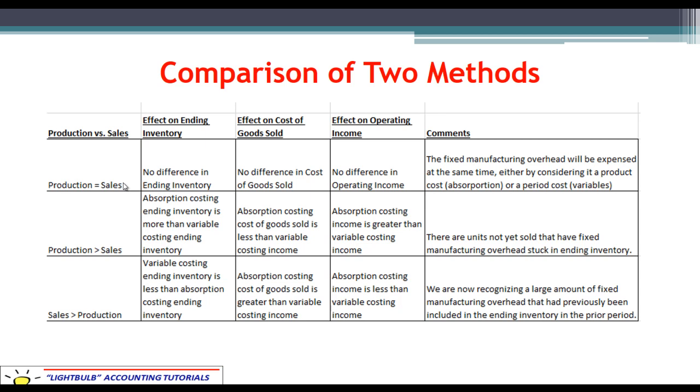But if we reverse the situation where the sales exceed the production, now all of a sudden the absorption costing cost of goods sold is going to be high. Because again, we're not only using one year's worth of fixed manufacturing overhead, we're using overhead from some of those units in the prior year that were stored as assets initially. Now they're being expensed. Since that cost of goods sold is higher, the absorption costing income is going to be less than it would under variable costing.